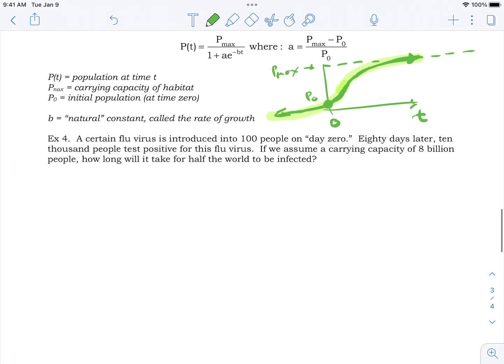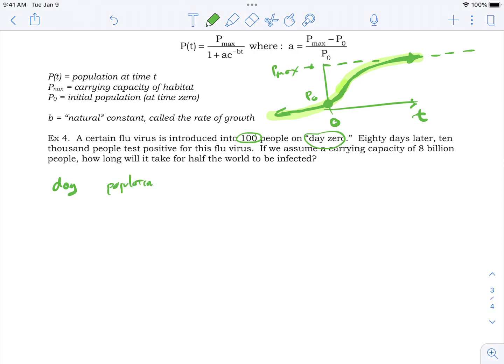Okay, example 4. Oh, it is a flu virus. Look at that. So we've got a flu virus introduced to 100 people on day 0. I'm going to make a table with day and the number of infected people. So on day 0, we had 100 people infected. 80 days later, on day 80, we had 10,000 people. I completely made these numbers up, of course.